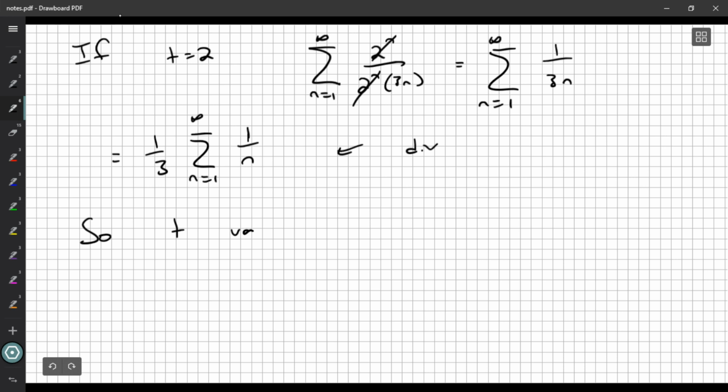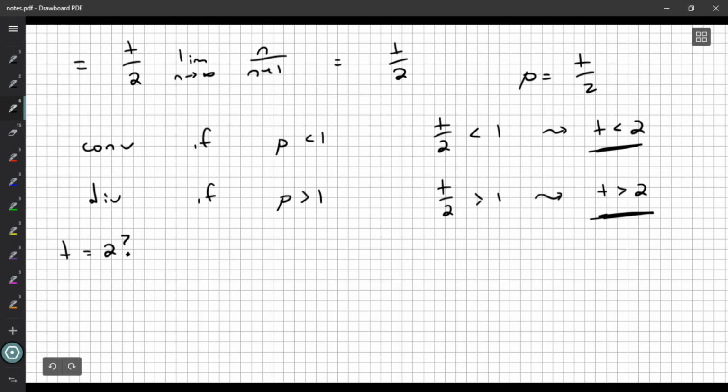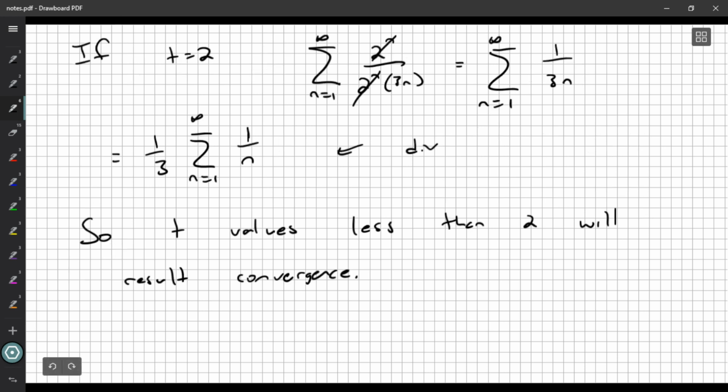Okay. So t values less than 2 will result in convergence, because anything bigger than or equal to 2 will give us divergence. Okay? So we had to use some ratio tests there, and then there was this sort of borderline case that corresponds to rho equal to 1, where the t and the 2 are actually the same, and, well, with rho equal to 1, ratio tests can't tell us anything, so we had to resort to other means. And we just noticed, oh, okay, looks like the harmonic series.